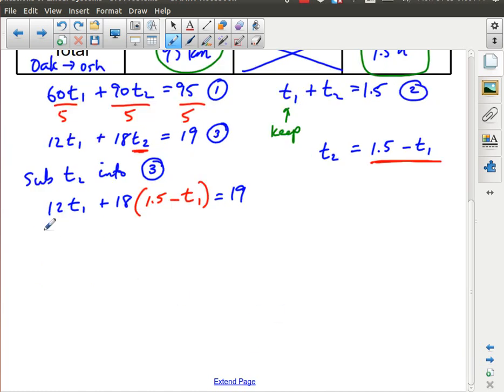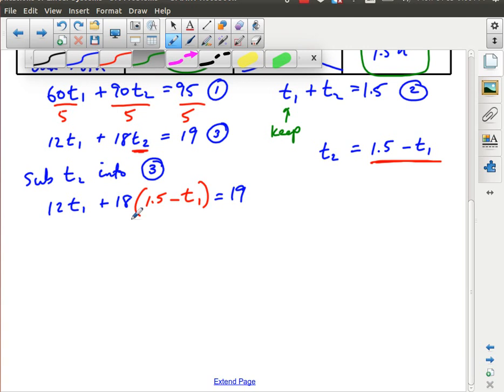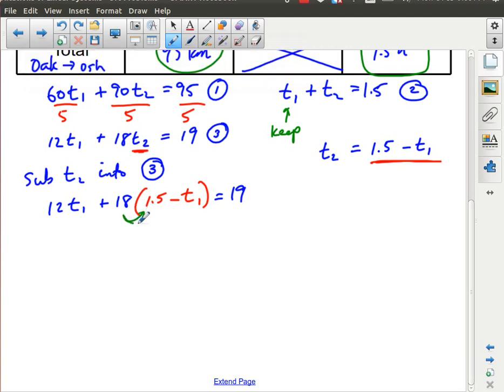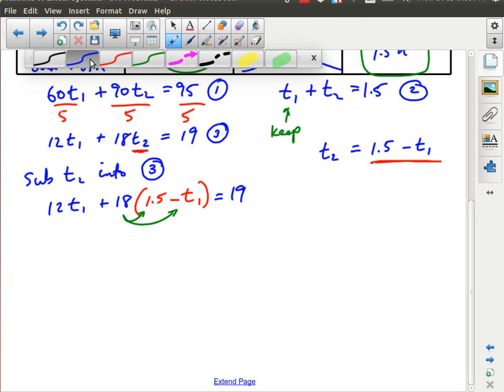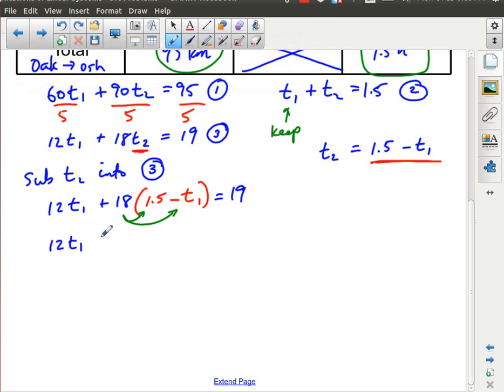So I've got to do some expansion here now. I'm going to take this 18 and multiply it into this bracket using the distributive property. And so I end up with 12T1 plus 18 times 1.5 is equal to 27. Positive 18 times negative T1 is minus 18T1, and that's equal to 19. I already have all of my T1s on this left side, so I'm just going to keep them there. And I'm not going to skip any steps here. So I'm going to say that's 27 minus 12T1 minus 18T1 is negative 6T1 equals 19.